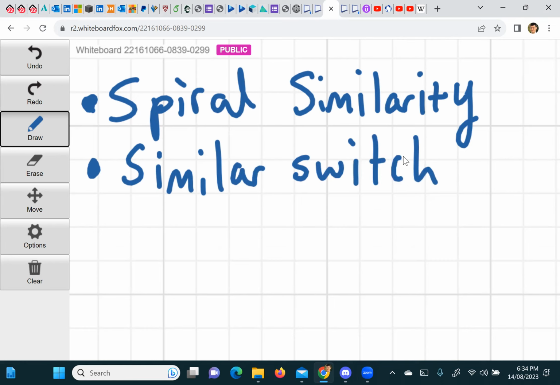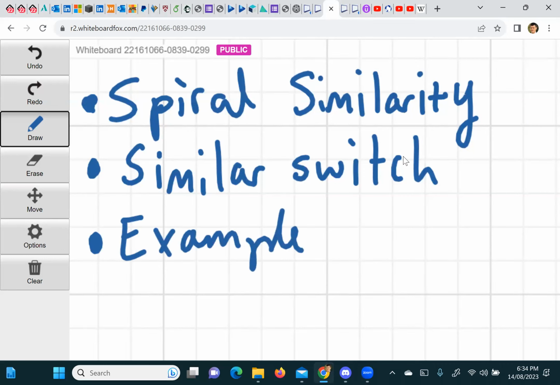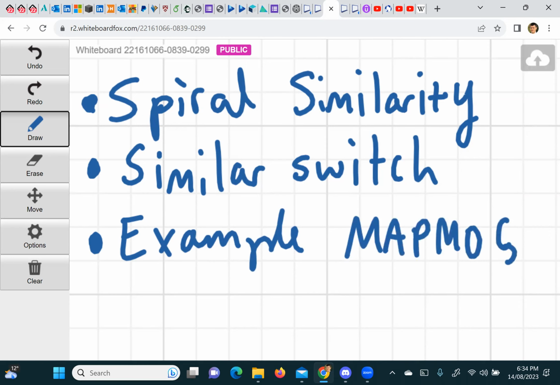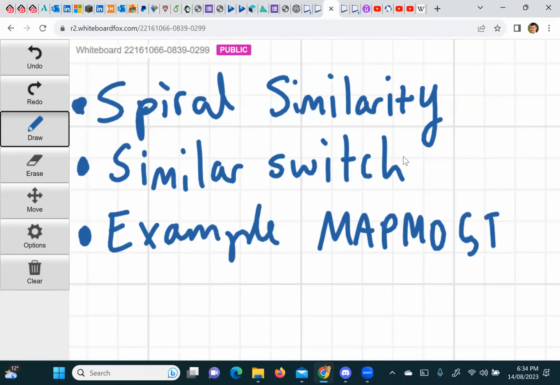and then we're gonna give you an example, and the example is in this Malaysian APMO qualifying exam, question 3. Okay, so we're gonna explain the concept and give you an example.